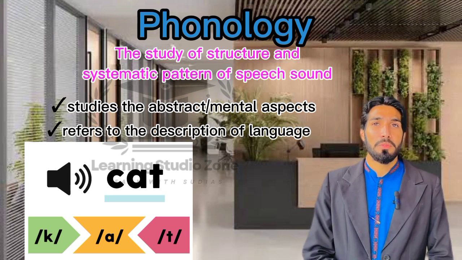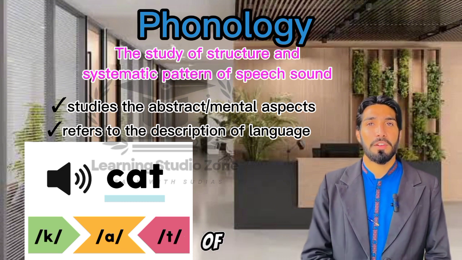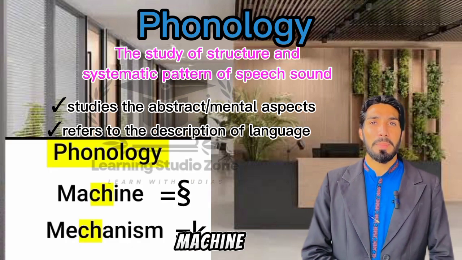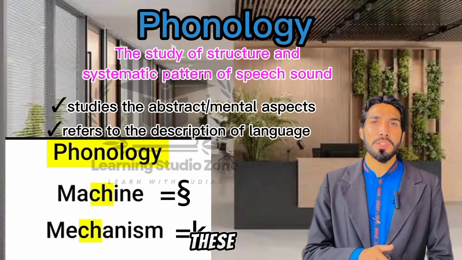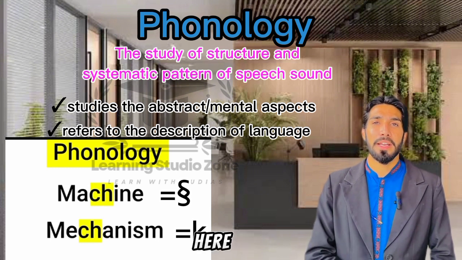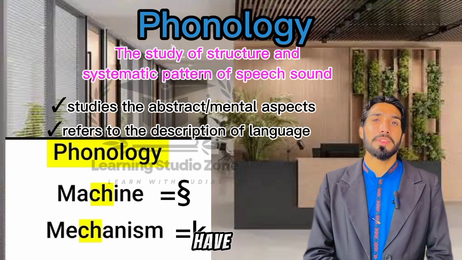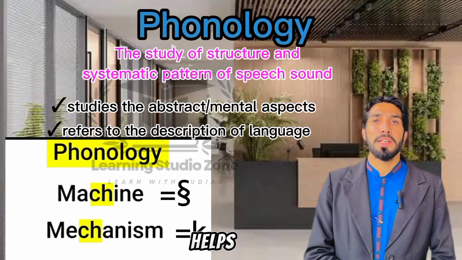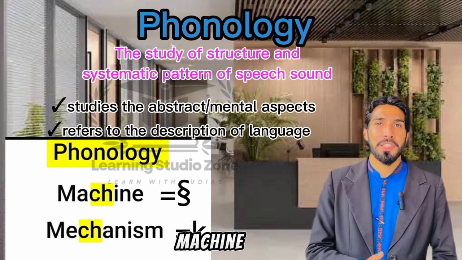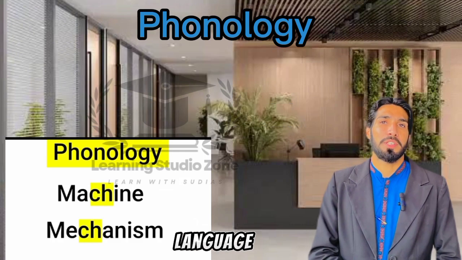Like for example, we can say the phonology of the English language, phonology of the German language, or phonology of the Urdu language. For example, in English we have two different words, machine and mechanism. But in these two different words, we have the same letters, CH and CH. But here in machine, the CH provides us the sh sound, but in mechanism, we have the k sound. So phonology helps explain how the sound pattern of a language works, and why the sound pattern in machine and mechanism is different.